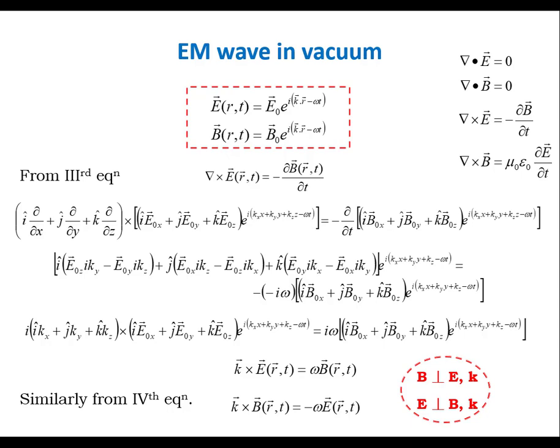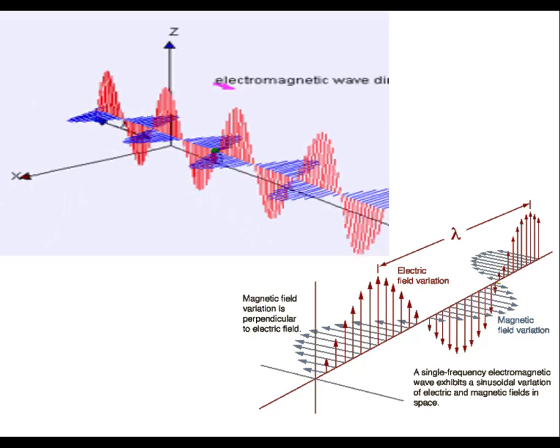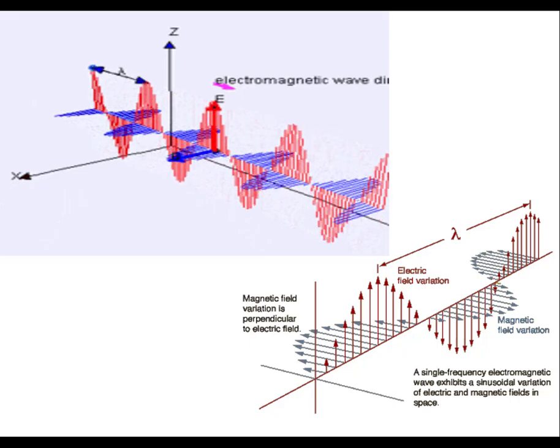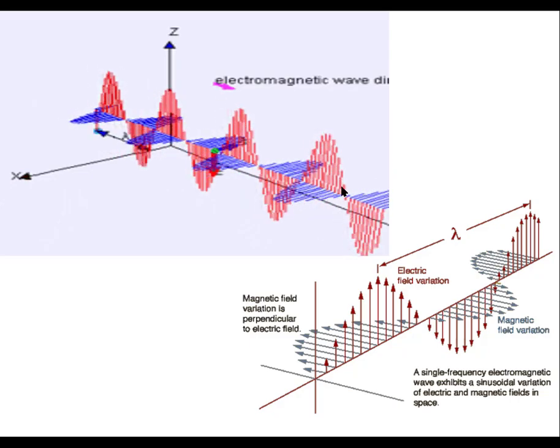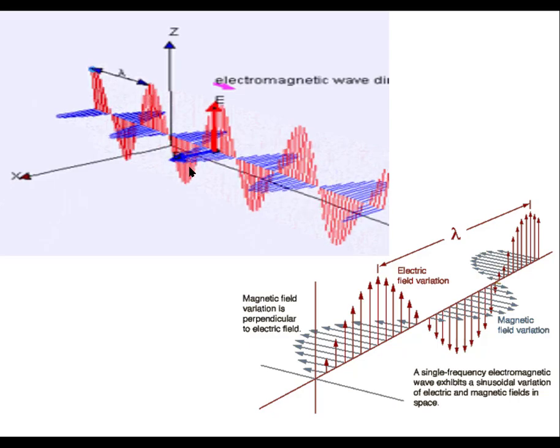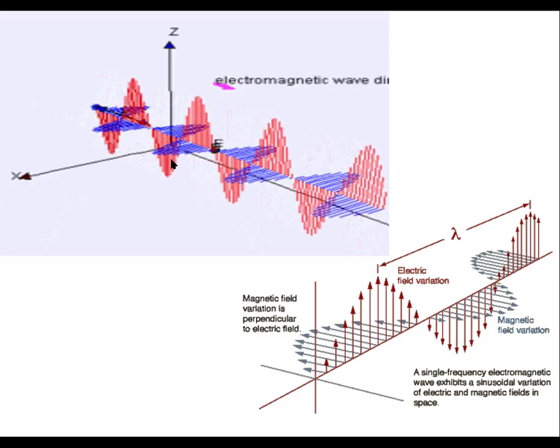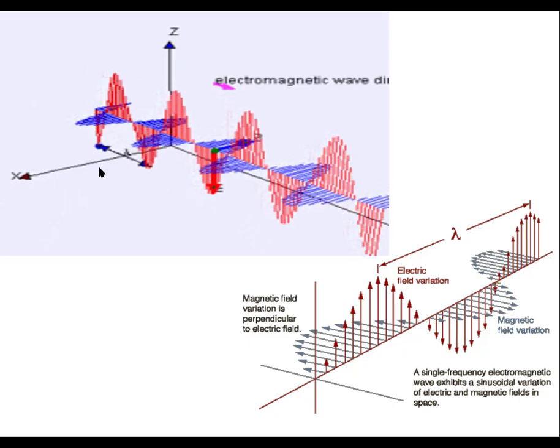So, we are in a condition to picturize an electromagnetic wave. So, this is an electromagnetic wave. Its K vector is along the positive y-axis and E and B vectors are vibrating in the direction of the z-axis and x-axis respectively.